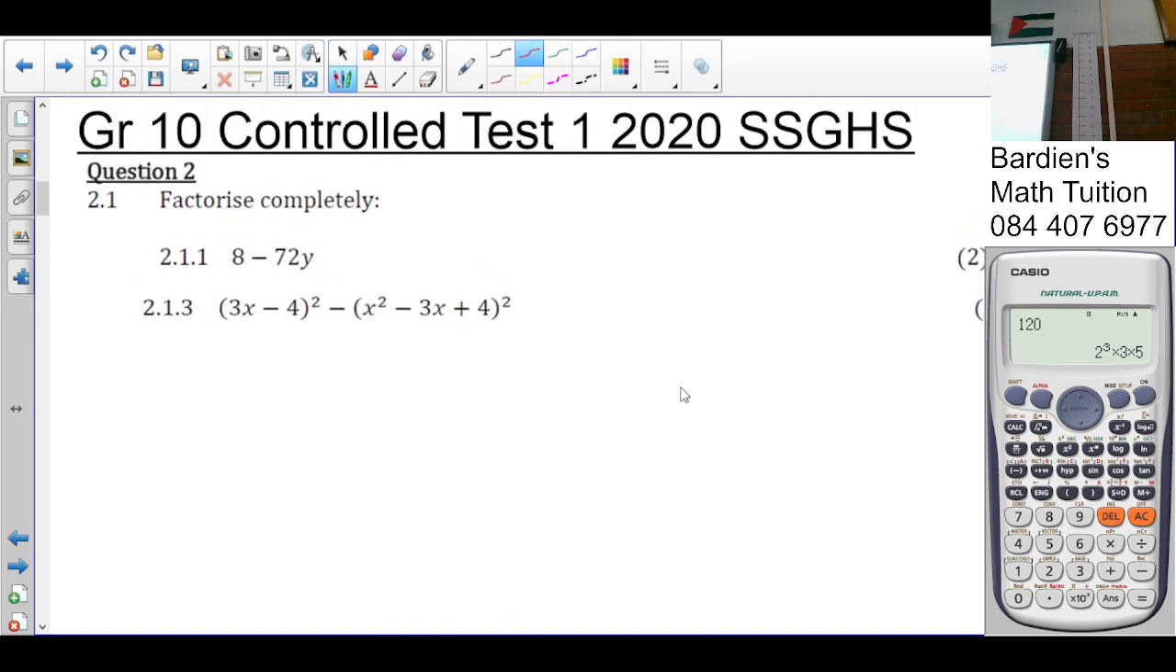This is the one we are doing now. What type of factorization will occur here? Thoughts? Difference between two squares. How do we know that? Because the square root of (3x minus 4) squared is 3x minus 4. So it's 3x minus 4. That is minus, so one plus, one minus.